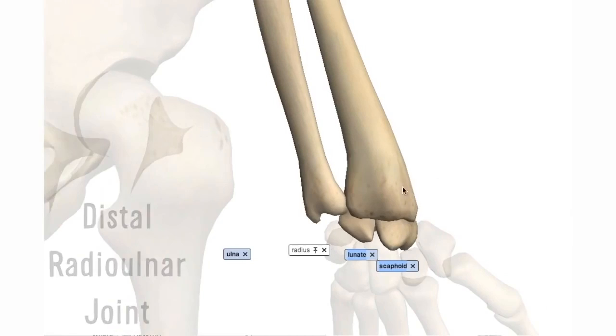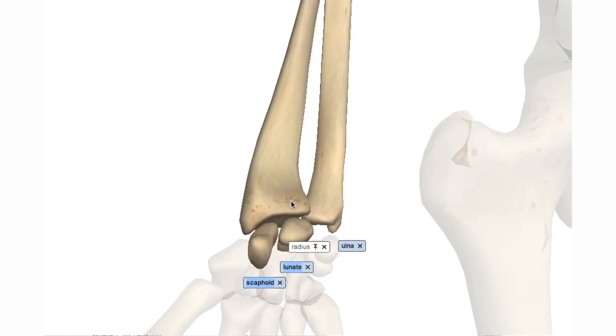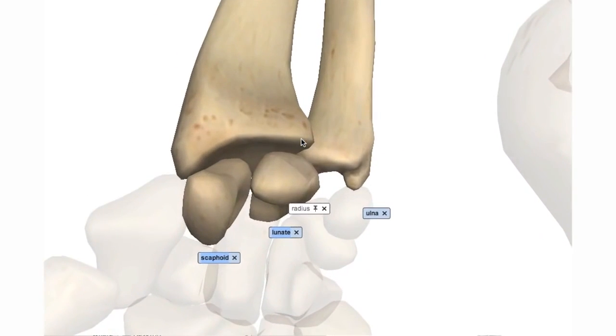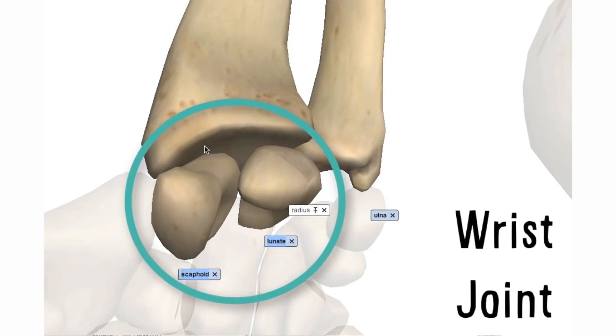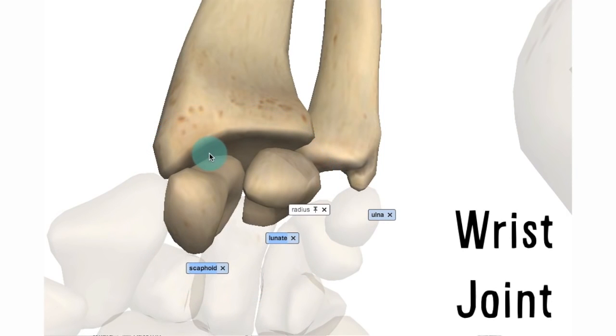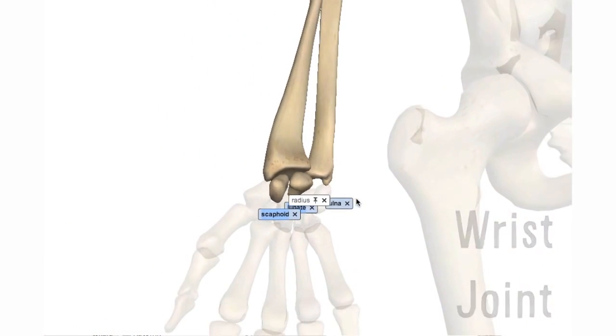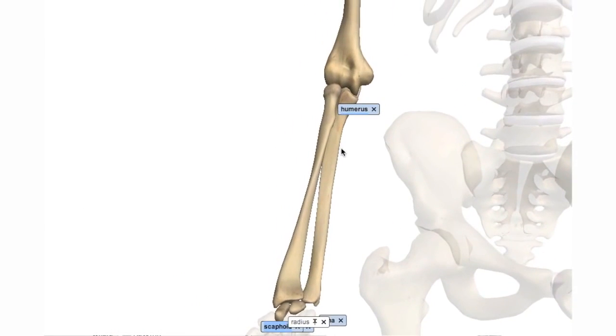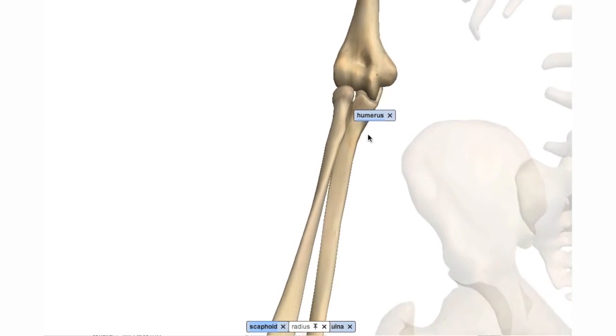Now the next articulation, the fourth articulation where the radius is involved, is the wrist joint. Very important joint in your body. And the articulating surfaces of this joint are the carpal articulating surface of the radius, this area here, and two wrist bones, the scaphoid, as you see here, and the lunate, which are also known as the proximal carpal bones.